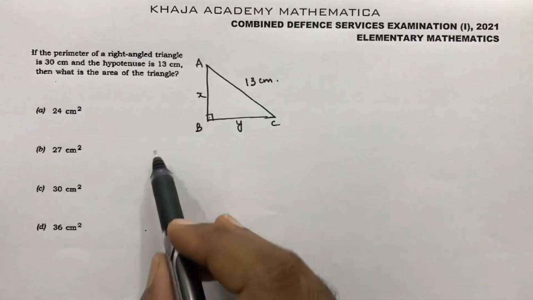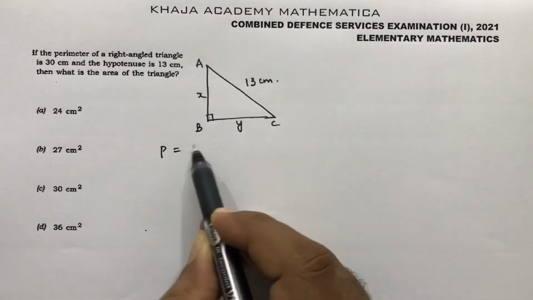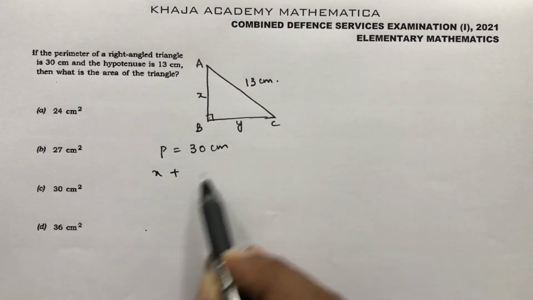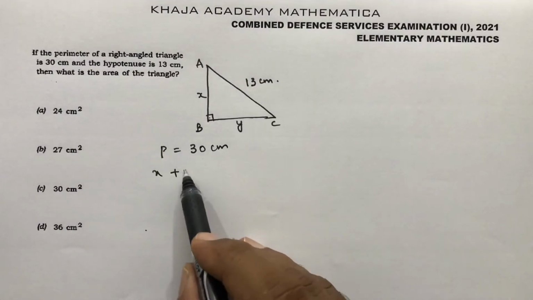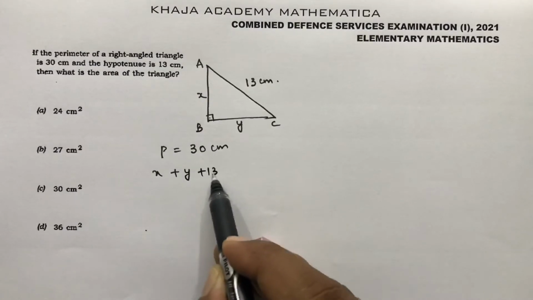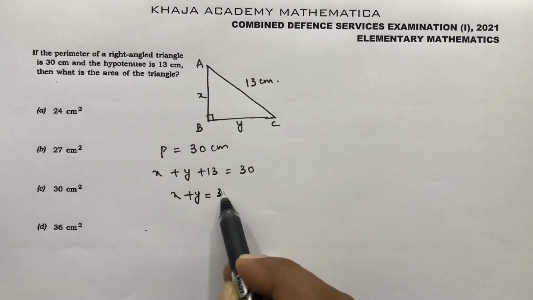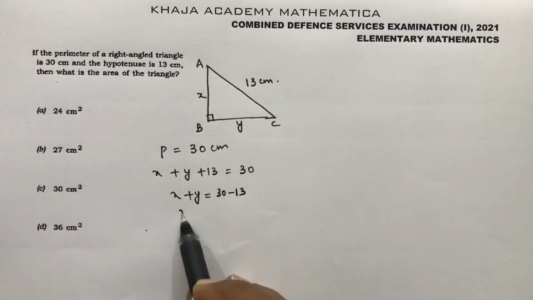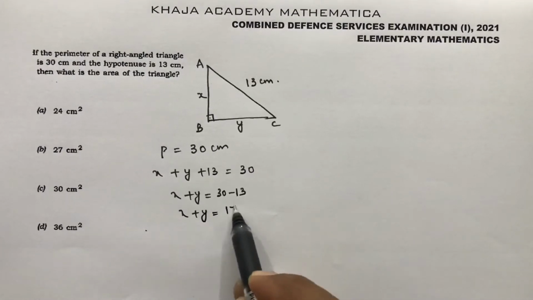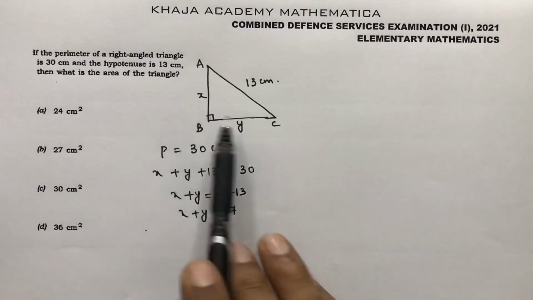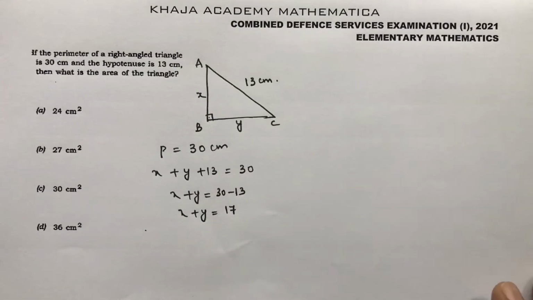So first, perimeter is 30. Perimeter is the sum of all the sides. So x plus y plus 13 equals 30. So x plus y is 30 minus 13, so x plus y is 17. Now we need x and y to find the area of the triangle.